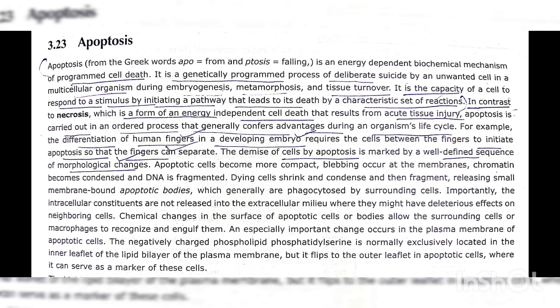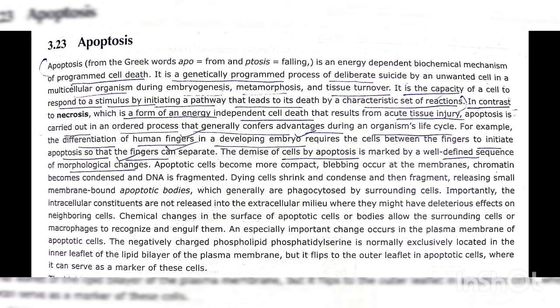This process of apoptosis is quite different from necrosis, because necrosis is energy independent cell death and is the result of acute tissue injury, but apoptosis is an energy dependent process carried out in an orderly and genetically controlled manner.